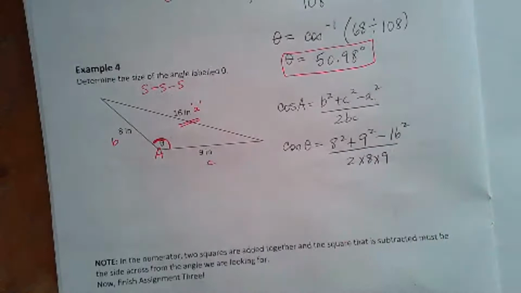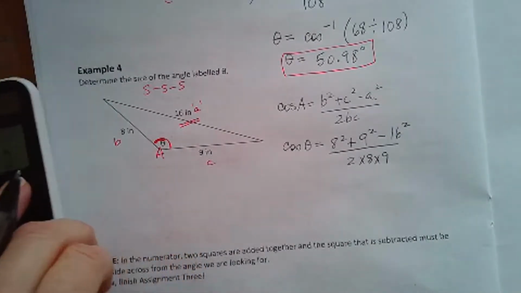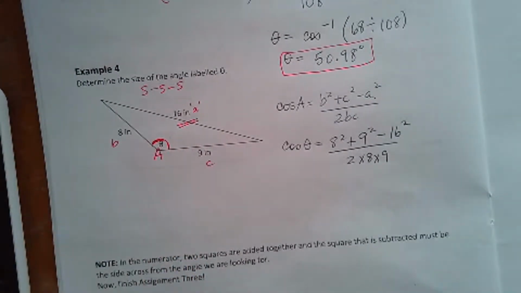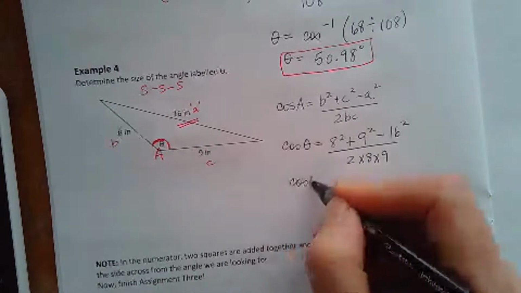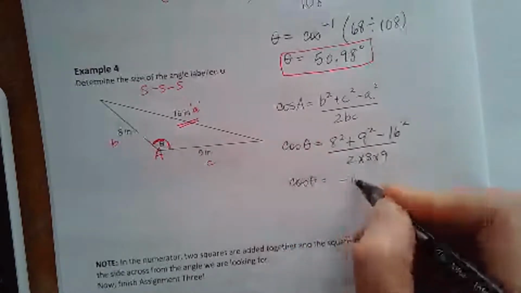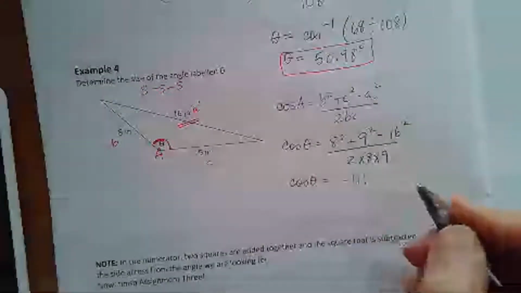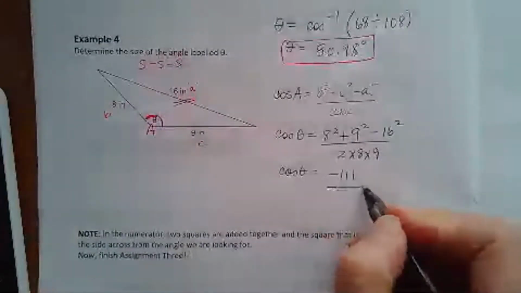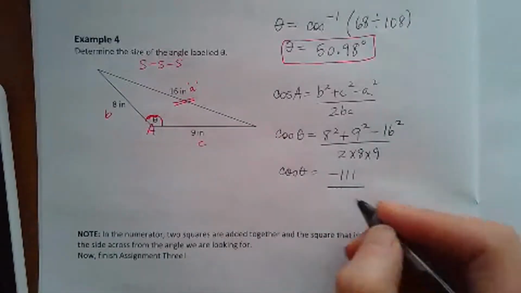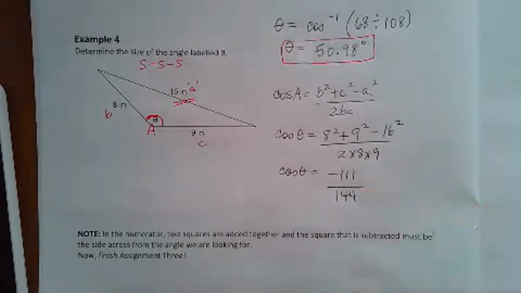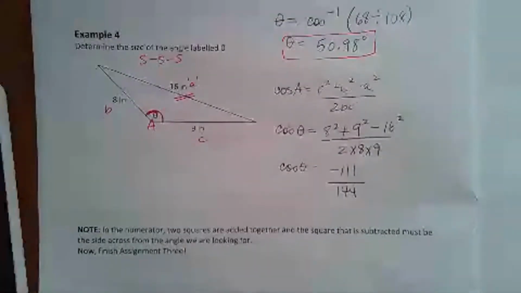So I'm going to get my top number and my bottom number first just to make it a little easier to type in. 8 squared plus 9 squared minus 16 squared equals -111, and that's okay. Sometimes in cosine we get negatives, that's okay. Divided by 2 times 8 times 9, which is 144. Okay, so we're almost done.